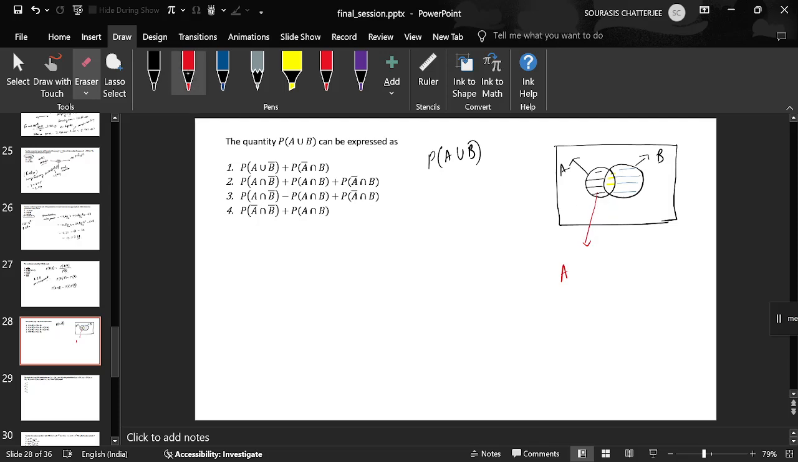This one here is the A intersection with B bar, A and whatever is not in B. This one here is the intersection of A and B, and this third one is A bar intersection with B. These three are non-overlapping, so the probability of this set is the sum of the probabilities of these non-overlapping sets, which corresponds to the second case.